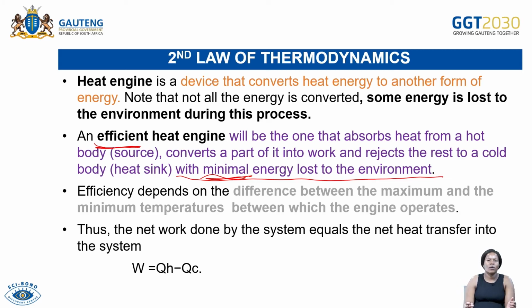That is why we have the net work done by the system, so that we can tell how much was lost into the environment, how much was converted, and how much went to the cold body. That is how we can tell, okay, this is a proper heat engine, and this is not so good, due to the three properties that we look at: the ability to convert the heat energy into any other form, the ability to reject it to the cold body, and the amount that is rejected or lost into the environment.